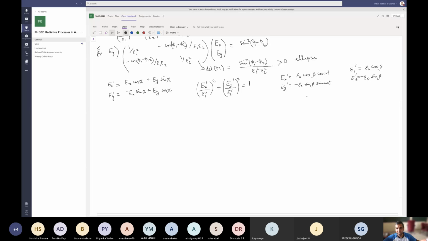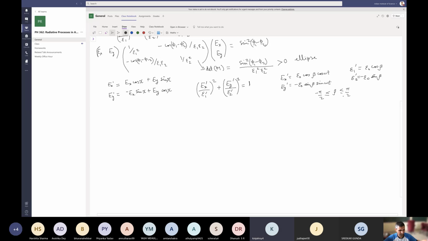And beta can have a value between pi by 2 and minus pi by 2. Basically, what you want is to be able to have values of Ey prime to be between -1 and +1, and this choice of beta allows that.